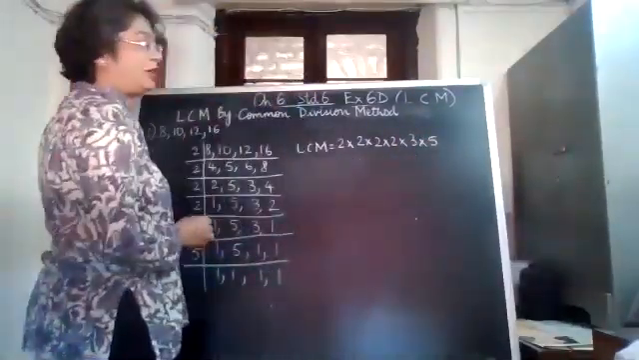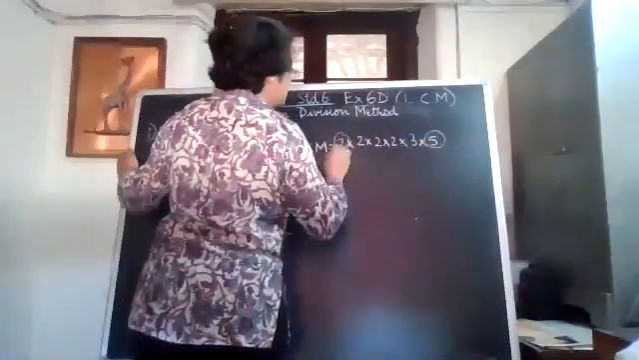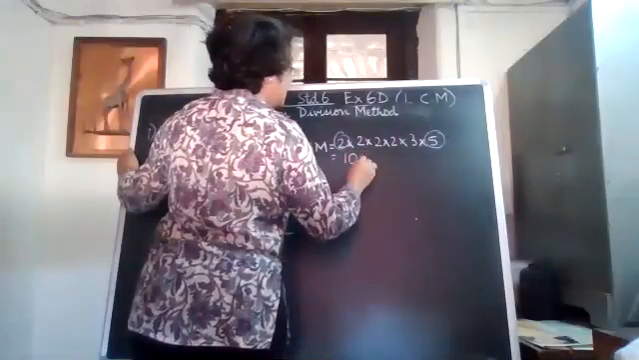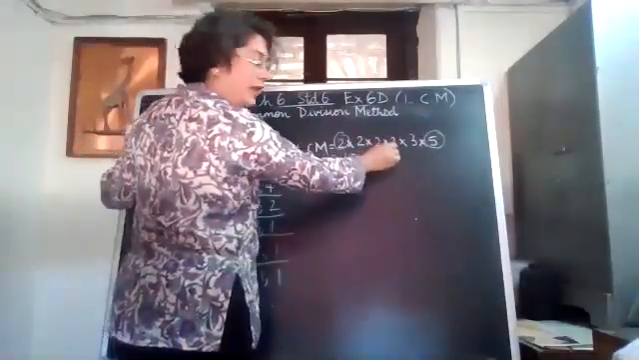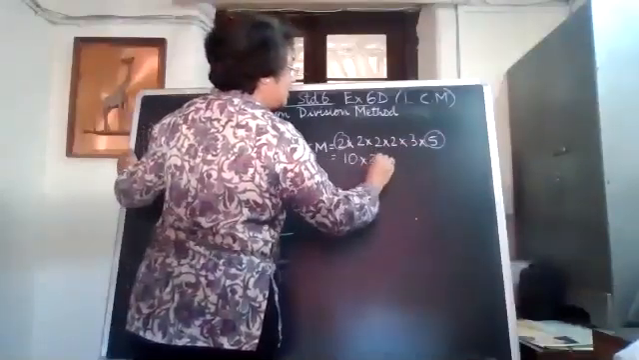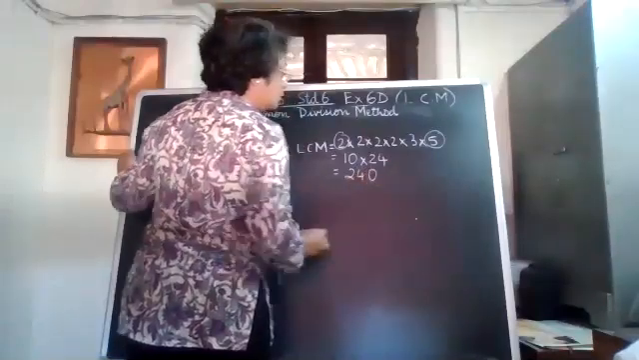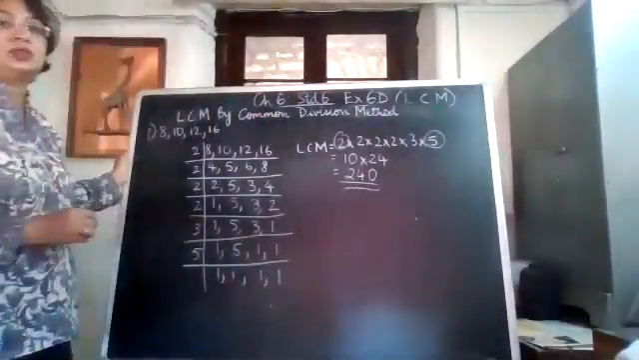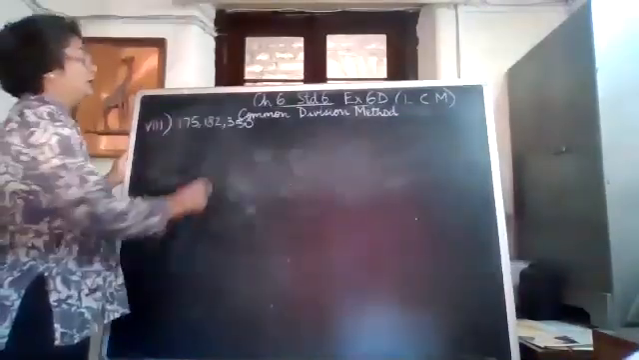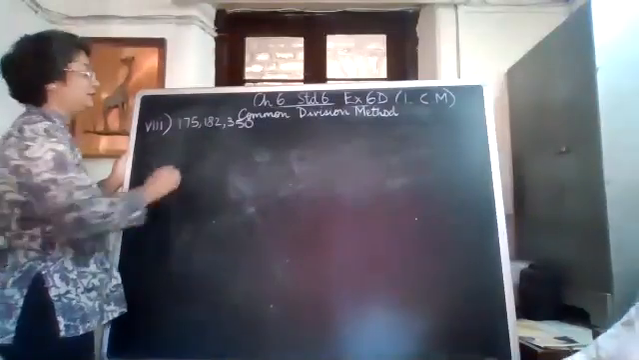Now do the same trick that I told you. Make groups of 10. 5 and 2, you have 10. Multiply the rest of the numbers. 2 2s are 4, 4 2s are 8, 8 3s are 24. 24 into 10 will give you 240. So what is your LCM? Your LCM is 240. So now we are seeing how to find out the LCM with the common division method.